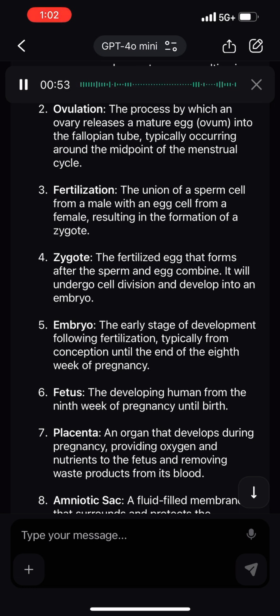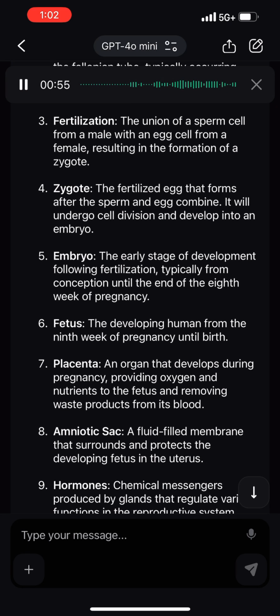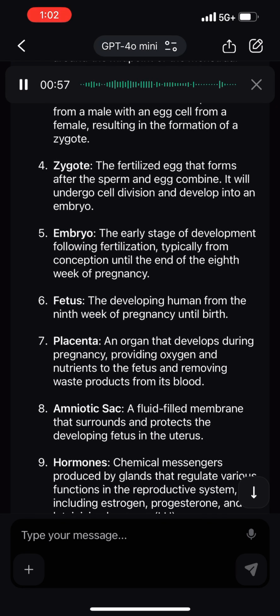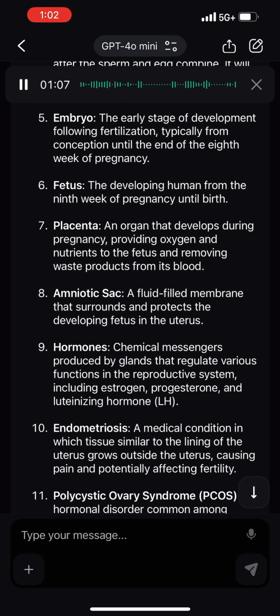6. Fetus, the developing human from the 9th week of pregnancy until birth. 7. Placenta, an organ that develops during pregnancy, providing oxygen and nutrients to the fetus and removing waste products from its blood. 8. Amniotic sac, a fluid-filled membrane that surrounds and protects the developing fetus in the uterus.